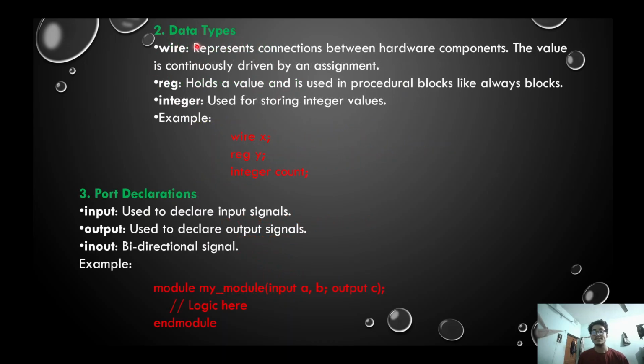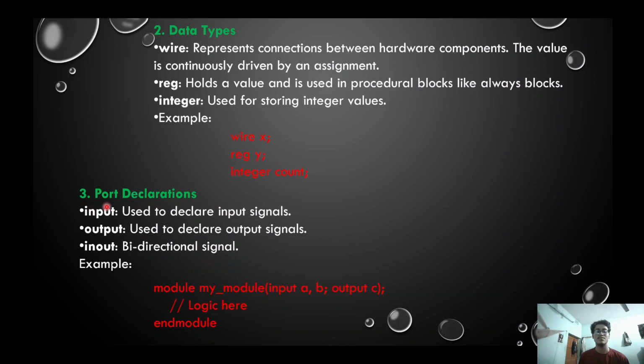The second Verilog syntax is data types. Data can be several types like wire, reg, integer. Wire type data represents connection between hardware components. The value is continuously driven by an assignment. Reg type data holds a value and is used in procedural blocks like always blocks. It means reg type data stores a value. Integer type data is used for storing integer values. For example, we declare x as wire type data, y as reg type data, count as integer type data.